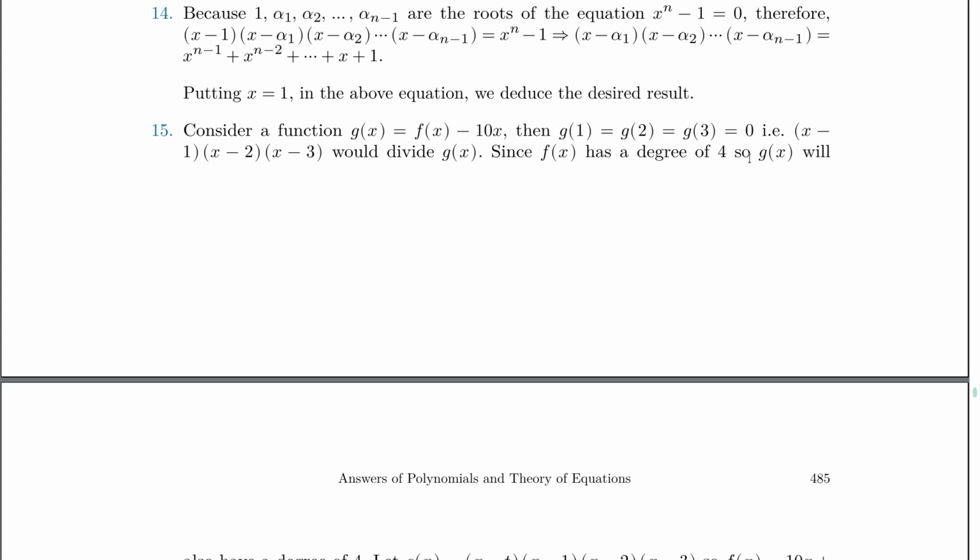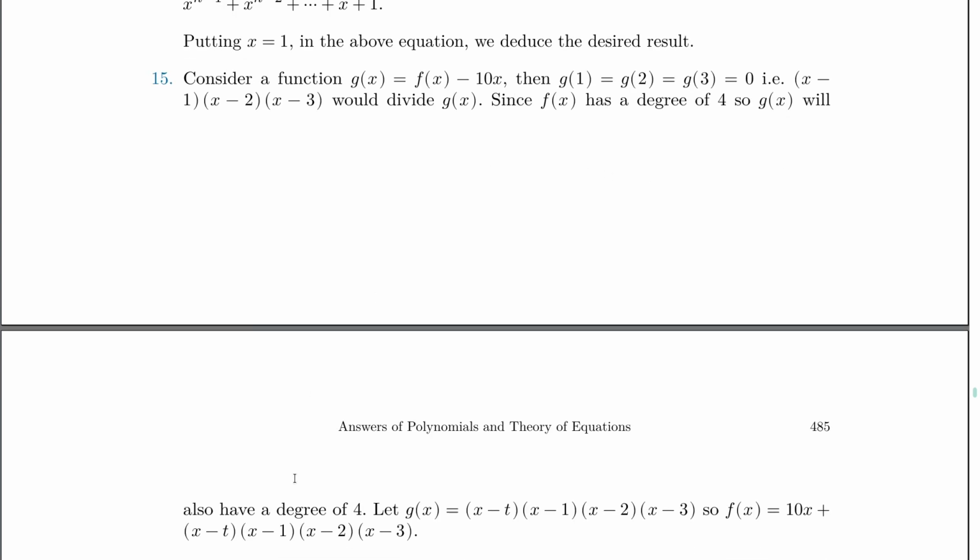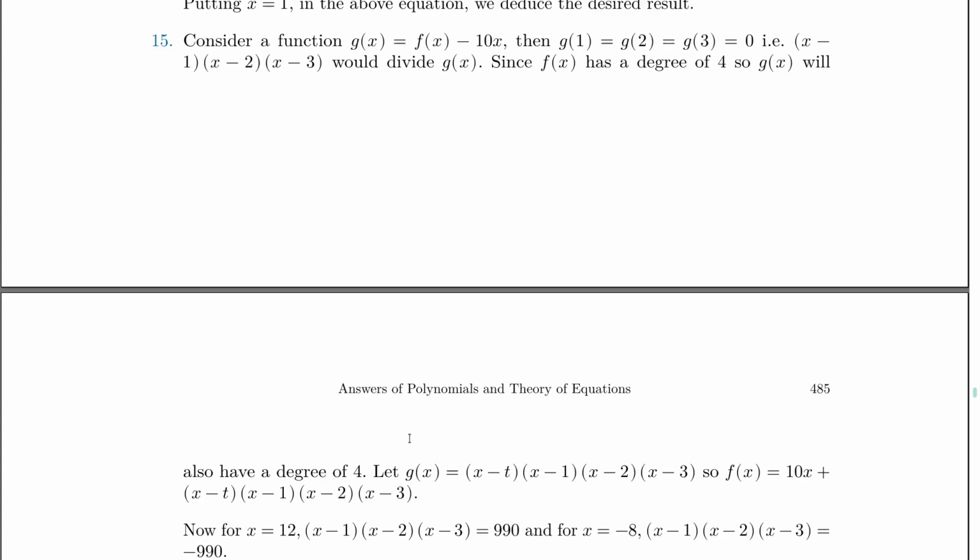Since fx has a degree of 4, gx will also have a degree of 4. We let gx is equal to x minus t into x minus 1 into x minus 2 into x minus 3. So fx is 10x plus x minus t into x minus 1 into x minus 2 into x minus 3.